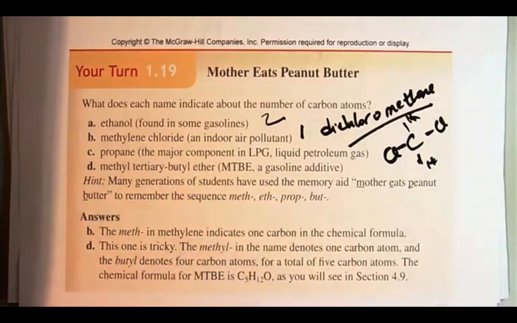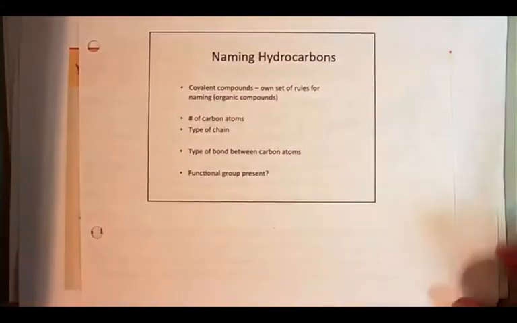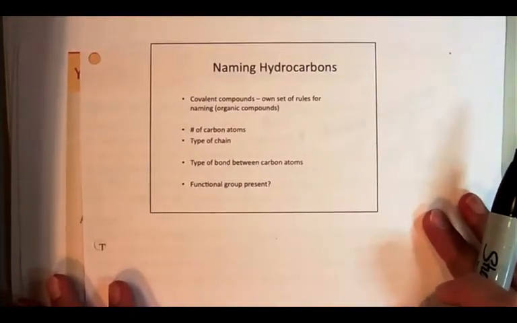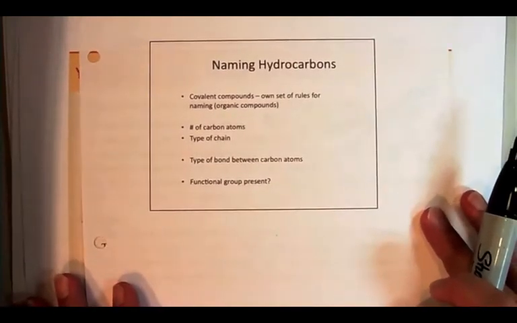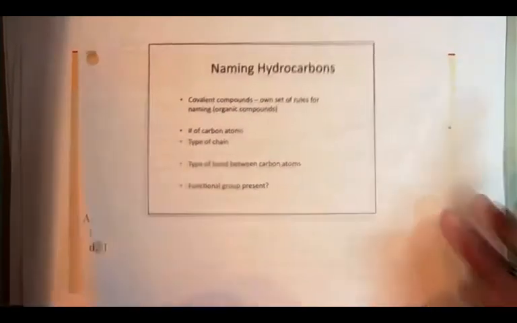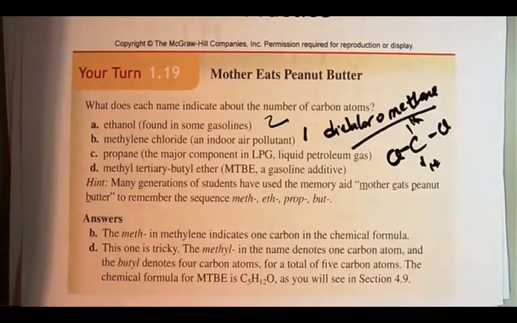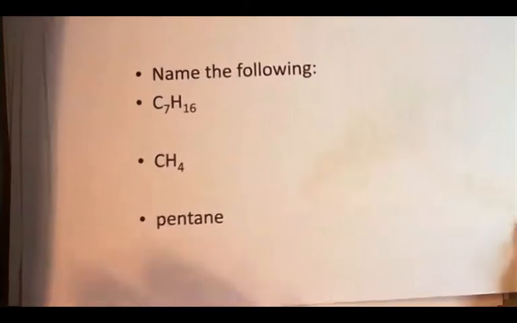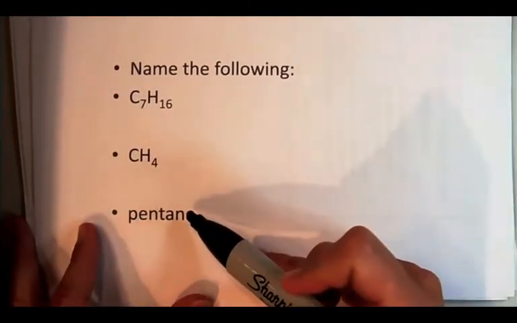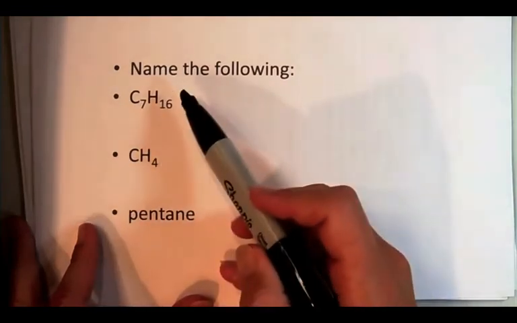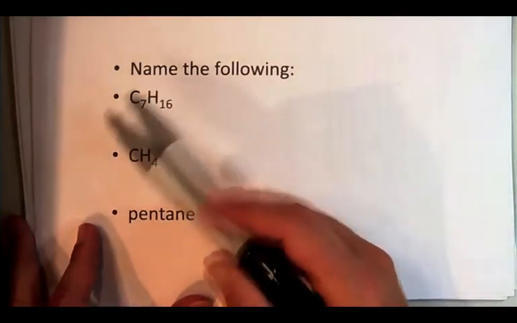Okay, so that's enough of that. There's one more example here. This is the last example for this particular lecture. This is really what I want you to be able to do. You need to be able to name these hydrocarbons. Given the name, give me the formula. Given the formula, give me the name. These are the basic alkanes.